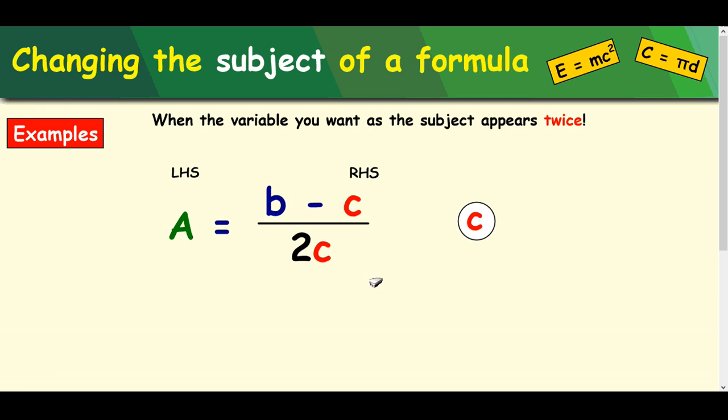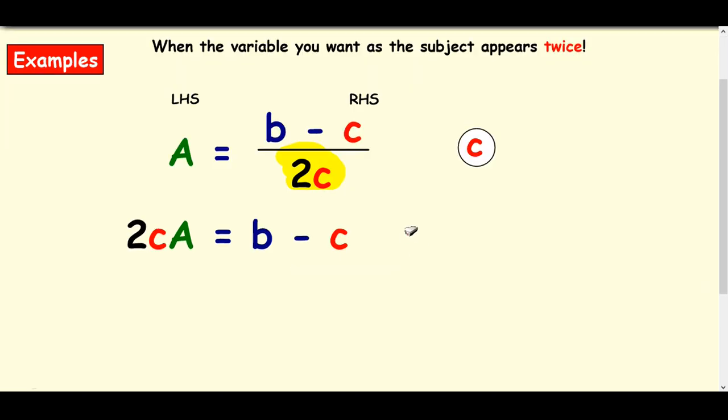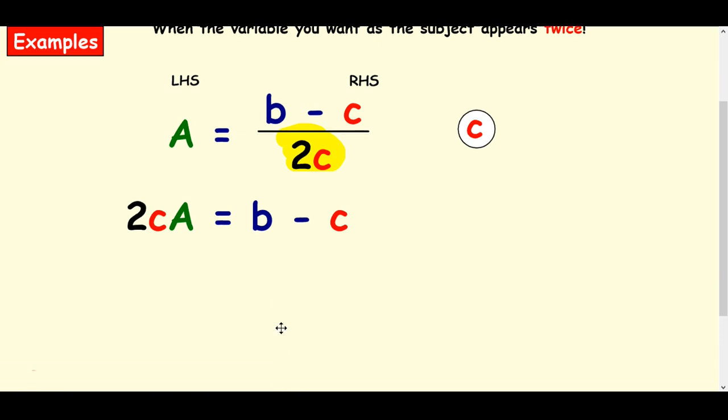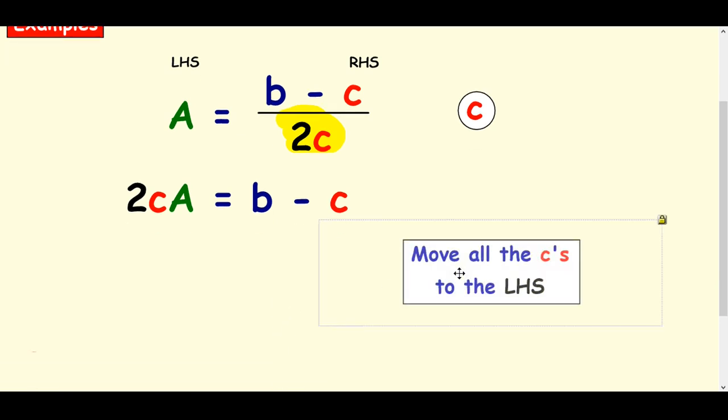So what if a fraction appears and you've got the subject on the top and on the bottom? Well, the first thing I would recommend is to try and get rid of the fractions. So this has been divided by 2c, so I'm going to multiply that across to the other side. So you'll see that here, multiplied across the other side. Now, after that, we're going to do the same thing. We're going to move the c's to the same side, the left-hand side. So that's been take away c, so I want to add it to the other side.